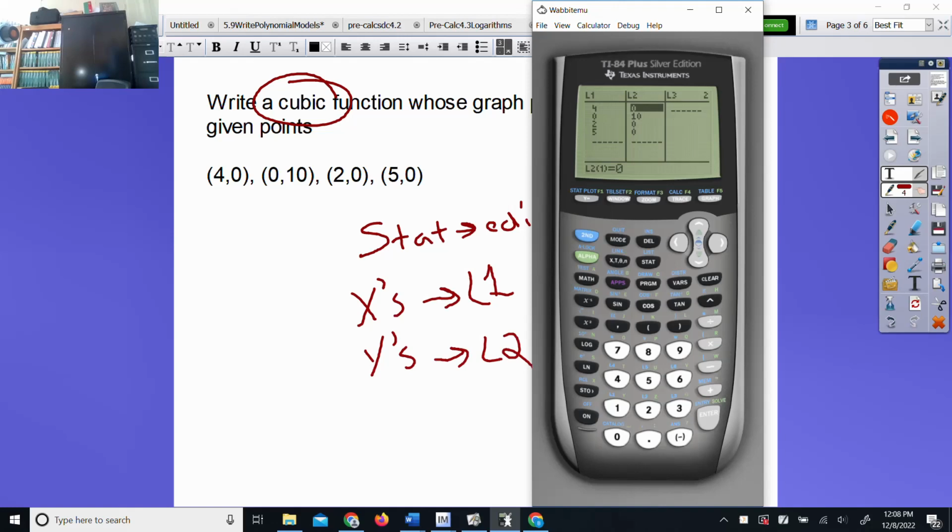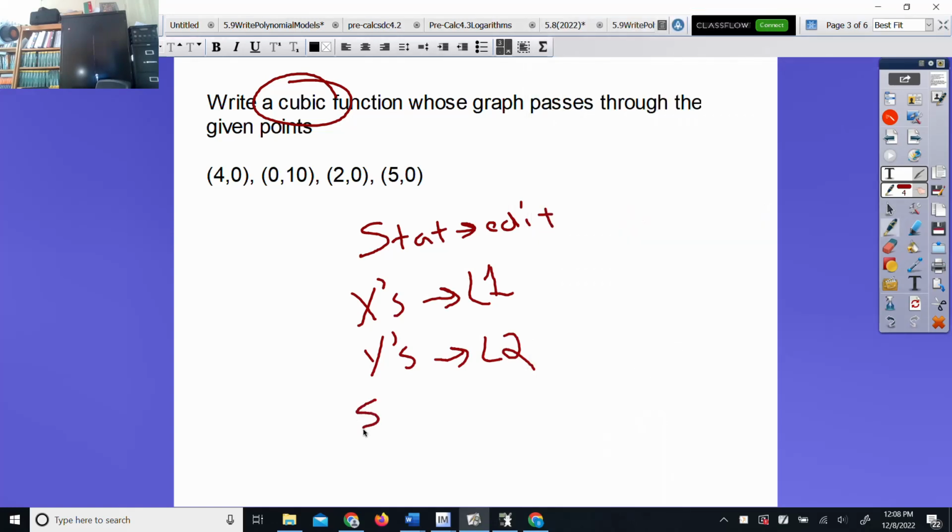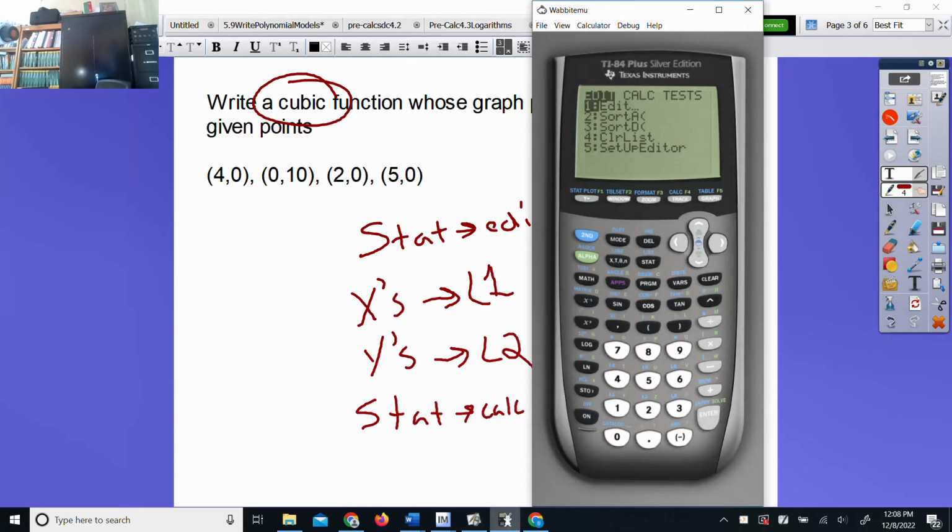Okay, so go off recall here. After you put all your data in, what did you do? Stat calc, that's right. Stat calc 6. All the cool stuff's under calc, which stands for calculate. And in this case, because it says cubic, it's pretty obvious, isn't it? Cubic regression.